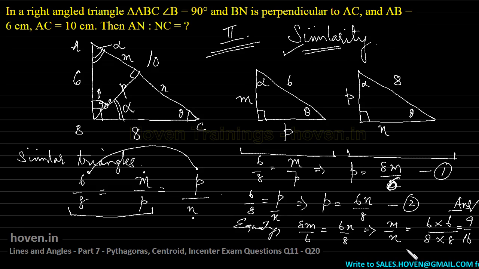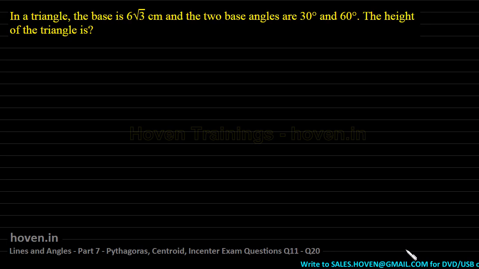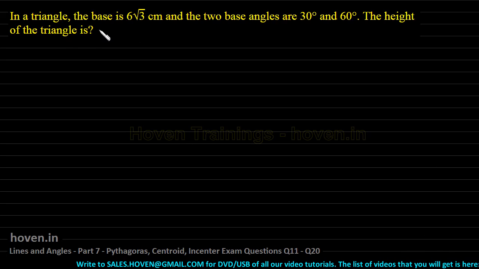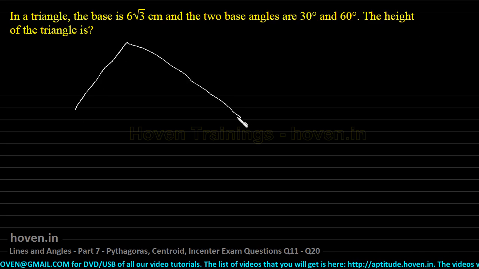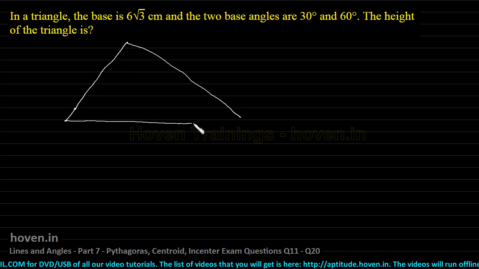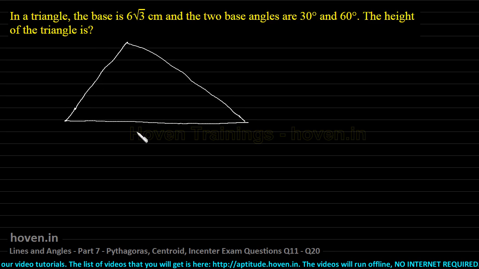Let us now take to our next question. In a triangle, the base is 6 square root of 3 cm and the two base angles are 30 and 60. The height of the triangle is what? Let us first of all draw a triangle, schematic for the triangle we can draw either way. So he says the base is 6 square root of 3. We can take this as the base side. Any side could have been taken as the base.